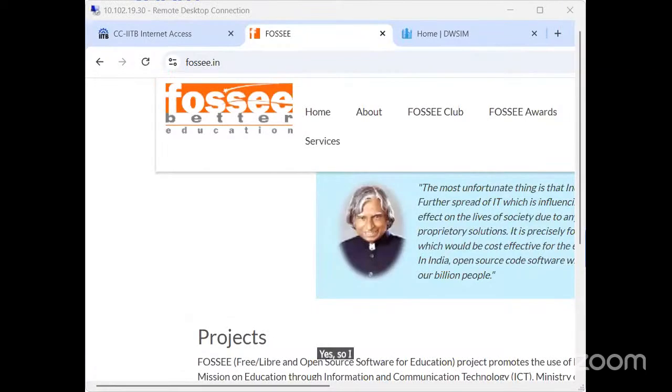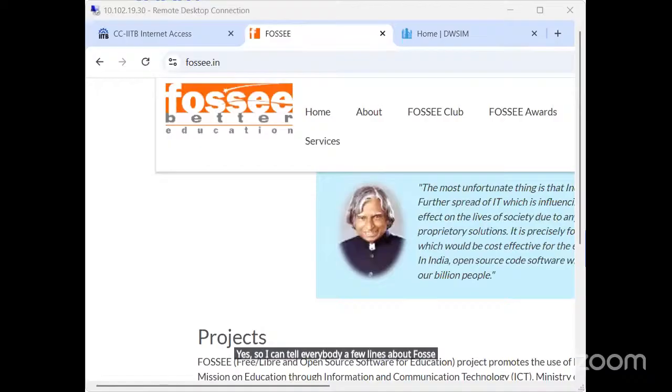Yes, Payal ma'am, you can unmute and share your views on this. Yes, yes. So I would like Priyam to talk because he is the main speaker today. Yes. So I can tell everybody a few lines about FOSSEE.